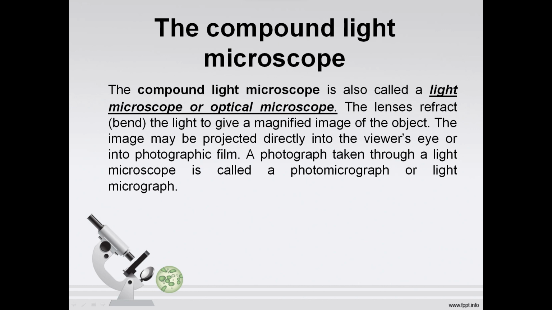The compound light microscope. The compound light microscope is also called a light microscope or optical microscope. The lens refracts the light to give a magnified image of the object. The image may be projected directly into the viewer's eyes or onto photographic film. A photograph taken through a light microscope is called a photomicrograph or a light micrograph.